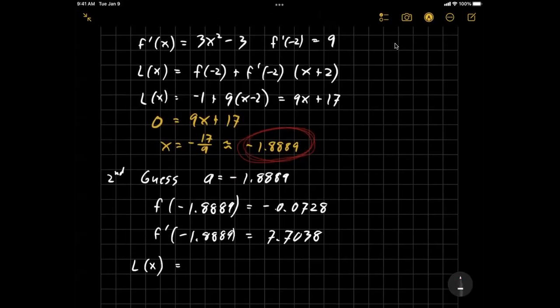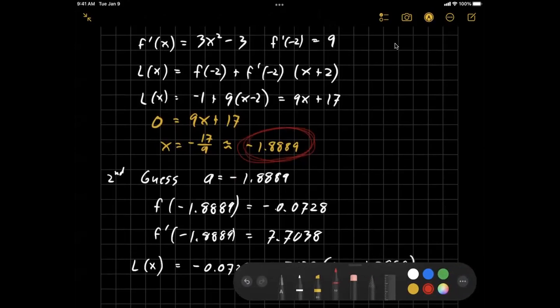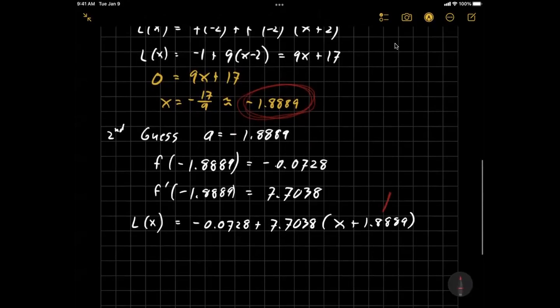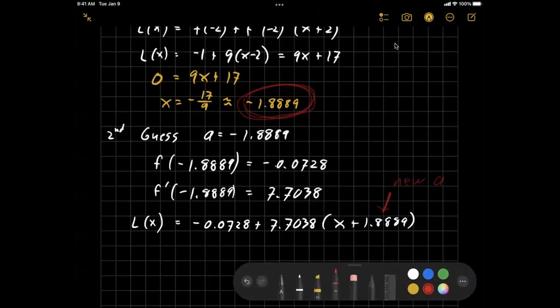Okay, this linear approximation is -0.0728 plus 7.7038, the new slope, times x plus 1.8889, because this was the new a value. Okay, so remember, this is the new a. So we're doing all of this at the new a value, right? Then the next step would be to set all of this equal to 0.